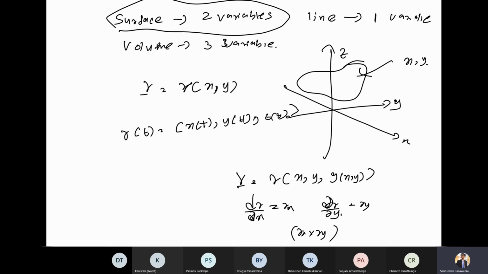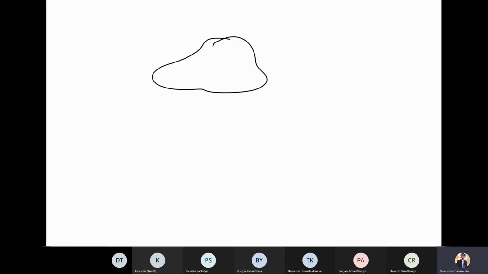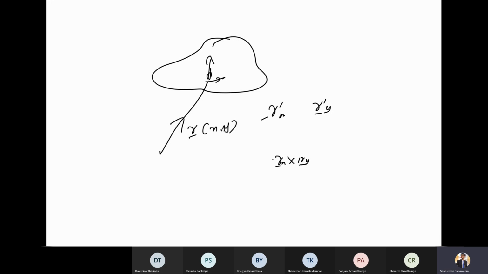In the same manner, if you have some surface, you have some vector r(x, y). If you take r dash x and r dash y, these two vectors should lie in the surface itself, because if you change a little bit, your vector should go along your surface, not above it. So the cross product of r_x and r_y will definitely be normal to your surface, because these two vectors are on the surface. Then you can get a vector normal to that surface by taking the cross product of those two vectors.